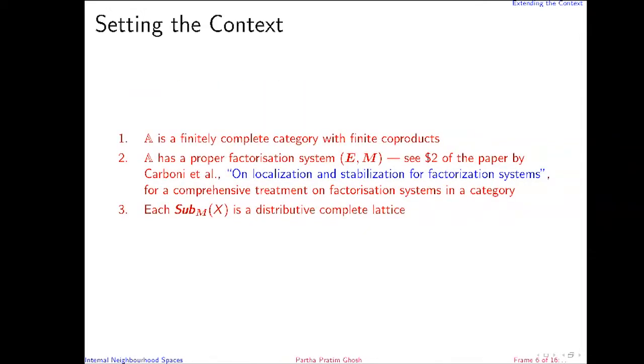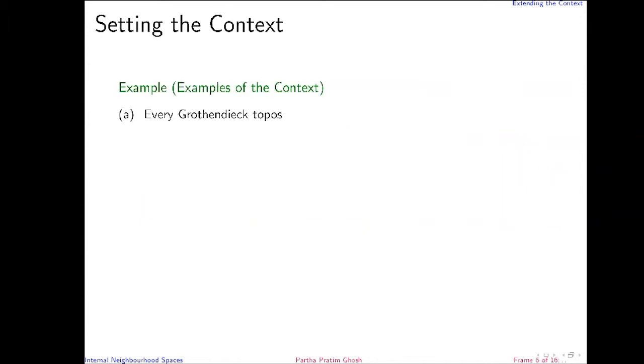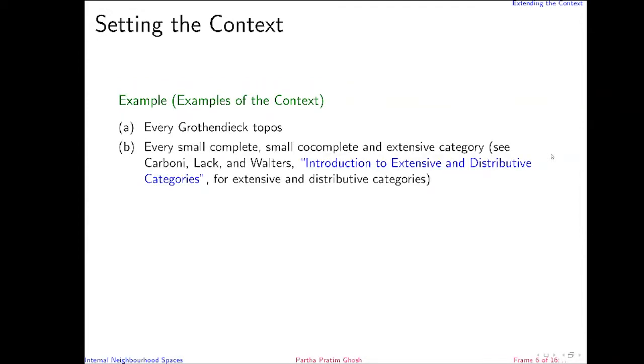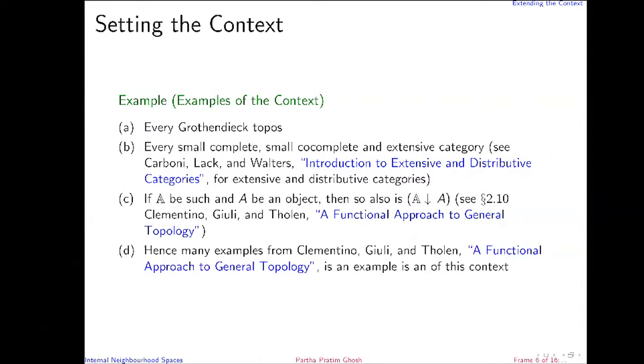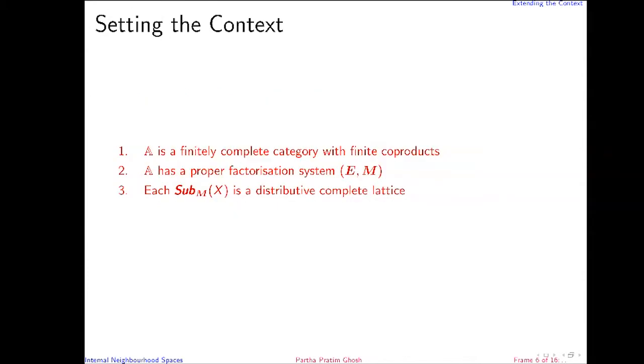Now about examples. Yes, any questions, please? About examples, every Grothendieck topos is an example of such. If you have a small co-complete and extensive category, for instance, locales is an example of such. If you have a category like this and you take a bundle, you have an example of such. So there are several examples that we find in this context. So our context has finite completeness, proper factorization, and the subobjects make a distributive complete lattice.